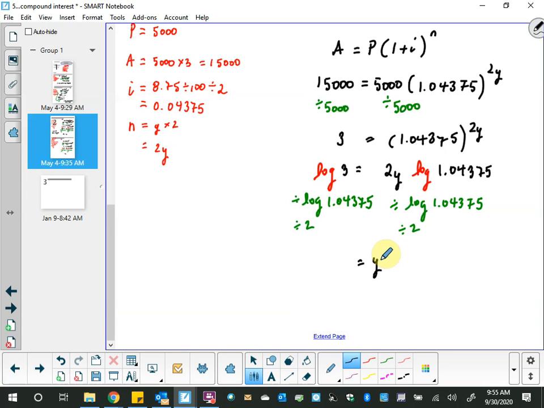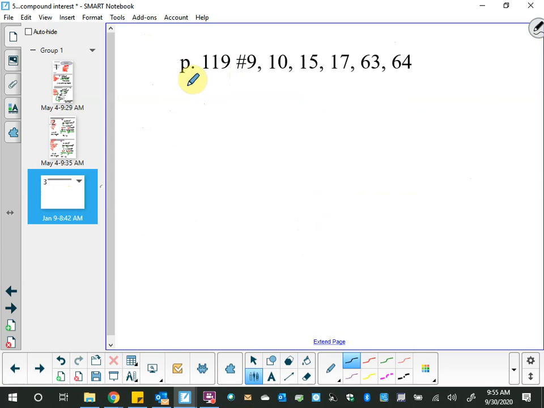Divided by 2 equals, and I get 12.82826204. So I'm going to write down 12.8. So therefore, it will take approximately 12.8 years.